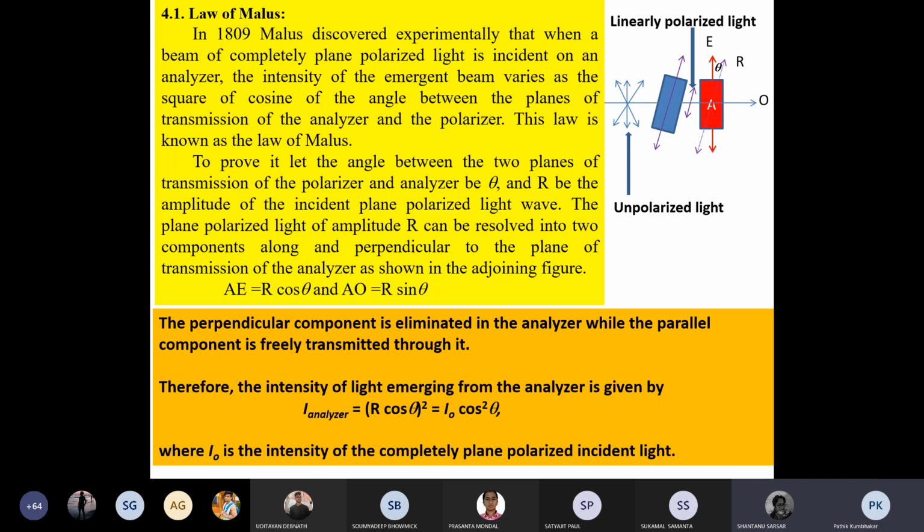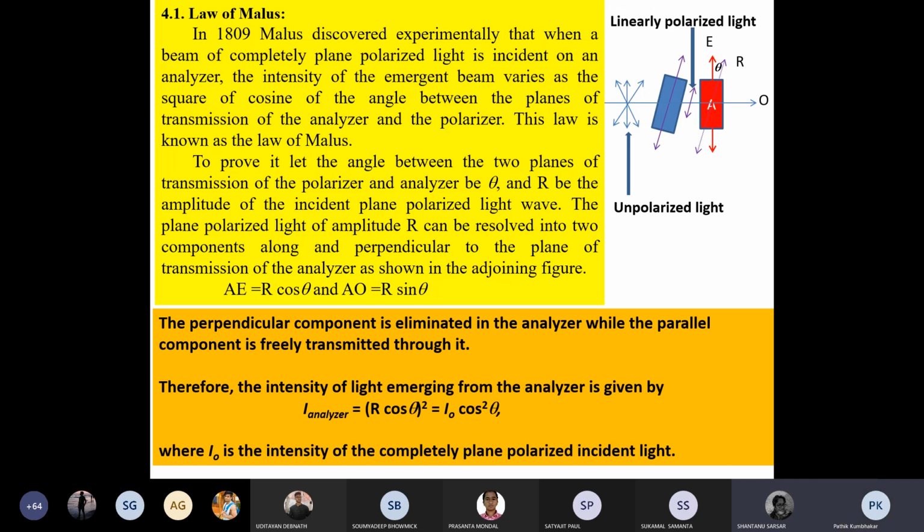Now to prove it, let the angle between the two planes of transmission of the polarizer and analyzer be theta, as shown, and let r be the amplitude of the incident plane polarized light. So please mind it, r is the amplitude of the incident plane polarized light, not that of the unpolarized light.